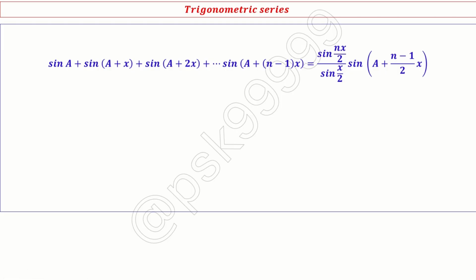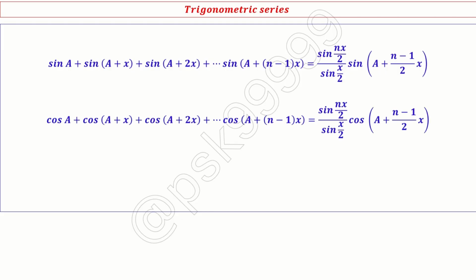Remember this. And it is very easy to do the cos because a similar formula for cos is cos A plus cos (A plus x) plus cos (A plus 2x) up to n terms, which is nothing but sin(nx/2) divided by sin(x/2), same as this one. Only difference is instead of sine you get cos: cos(A plus ((n minus 1)/2) x).